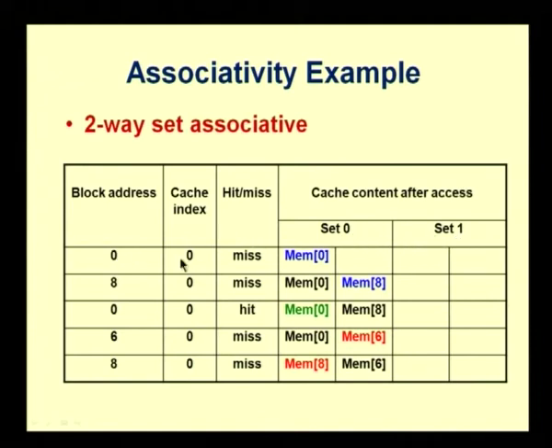So, 0 mod 2 will give me cache index as 0, it is a miss. Now, it will go into set 0, but in set 0 it can go into any of these positions. Both are empty, so it can go into one position. So, let us say mem 0 goes here.